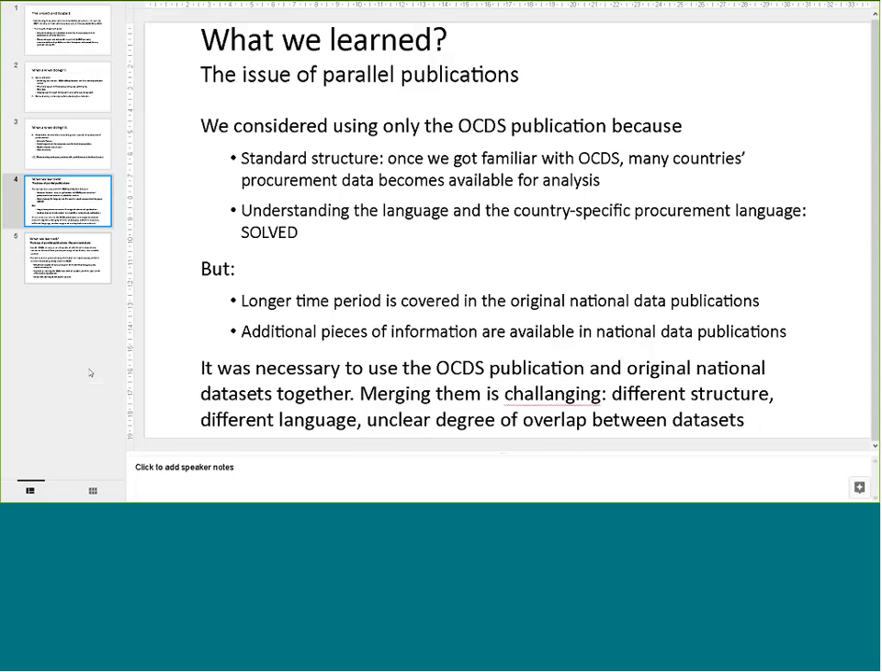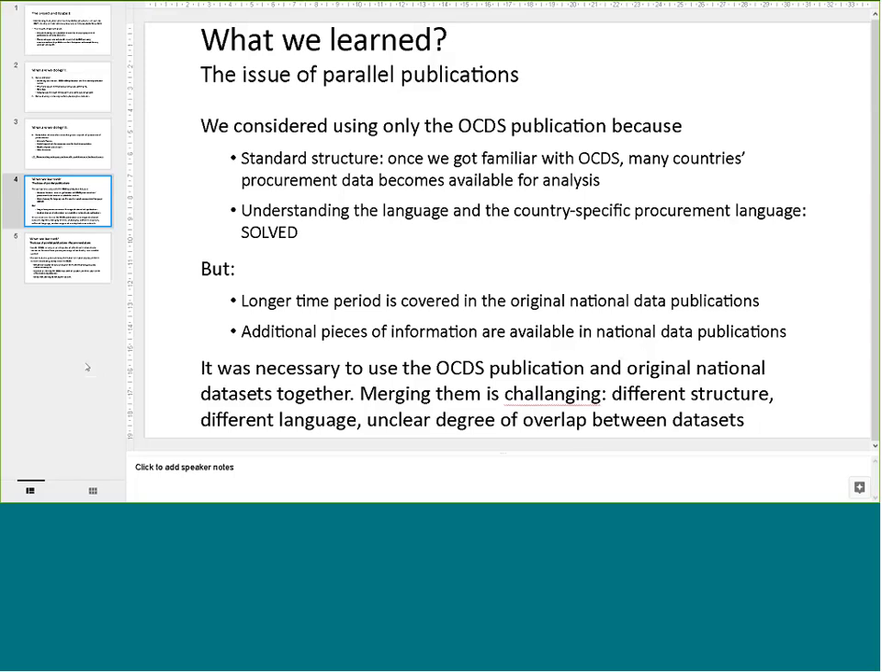But the problem was that the official public procurement sources contain more data than the OCDS publication, either in the sense that a longer time period was covered, such as in Mexico, where the OCDS publication started in 2017, or in the sense that they contained additional pieces of information which were crucial for our analysis, such as procurement type or information about budget overrun. So that's why in the end we decided to use both datasets, OCDS and the official national one as well.